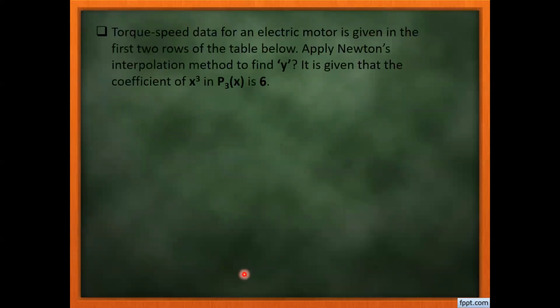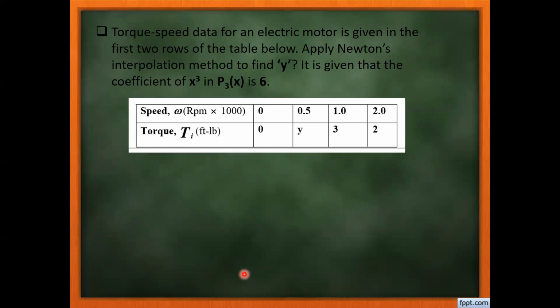Now the last part. The torque speed rate of an electric motor is given in the first two rows of the table below. You need to apply Newton's interpolation to find the value of y. It is given that the coefficient of x cube in P3 of x is 6. Now, there are two ways to do this problem. The first way is that I should develop a polynomial and then put in the value and then calculate.